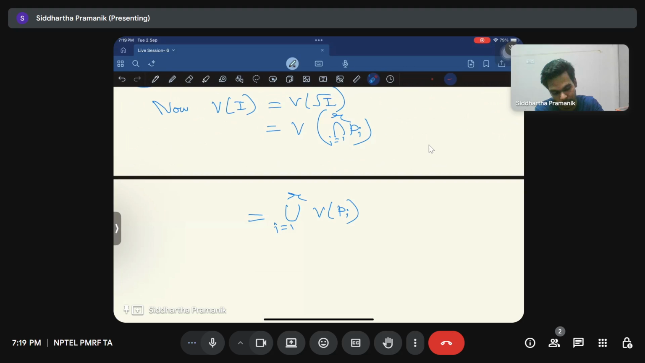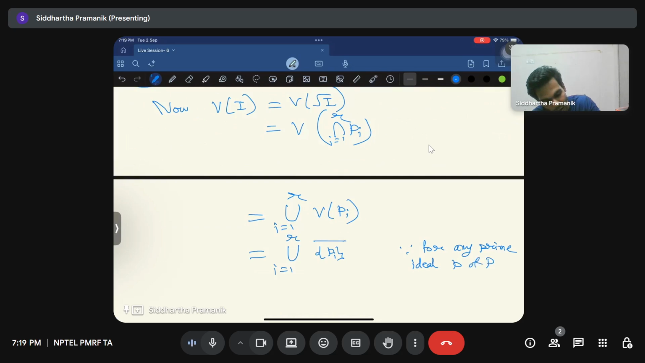But these Pi are prime ideals. So we can write this as the union of, you take the singleton set {Pi} and take its Zariski closure. This is because for any prime ideal P of R, V of P, the variety of P, is the same as the Zariski closure of the singleton set {P}. You can try to prove this by yourself.